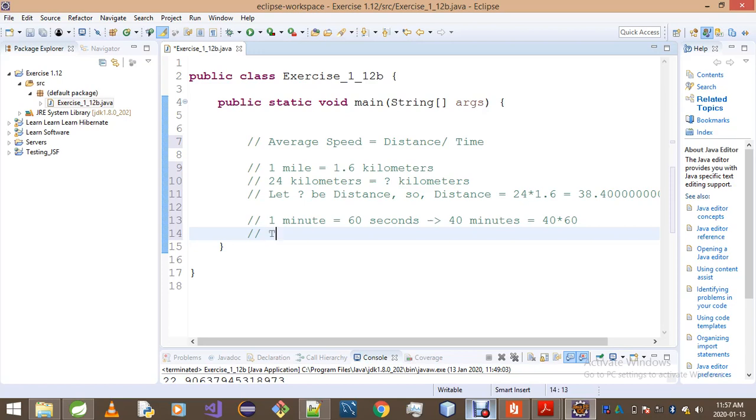So we call that time. Our time is simply 40 multiplied by 60, which is simply, let me check out my calculations.